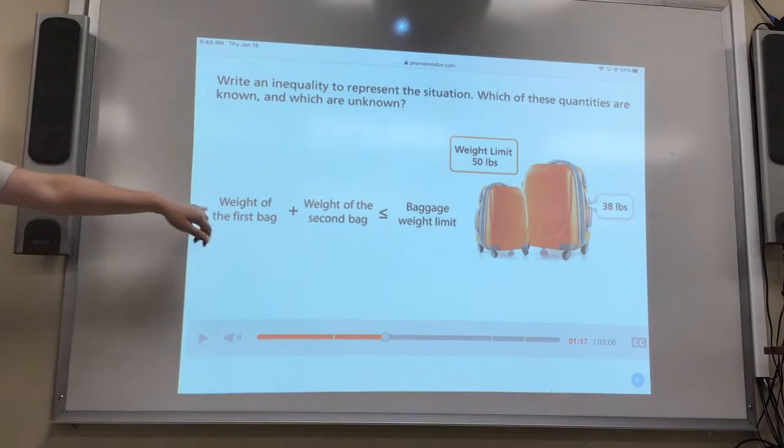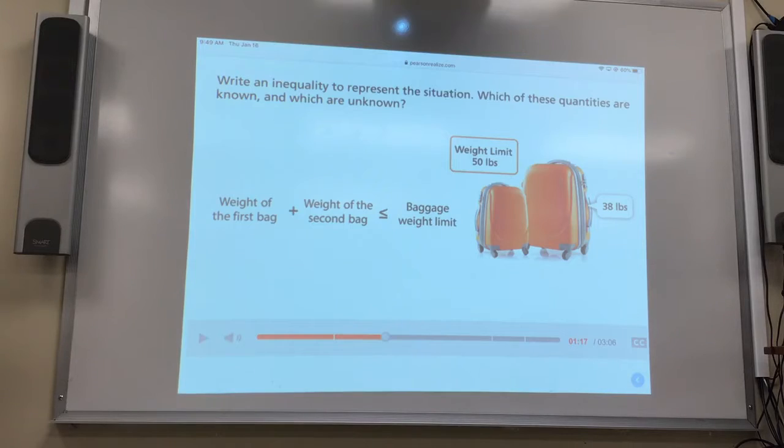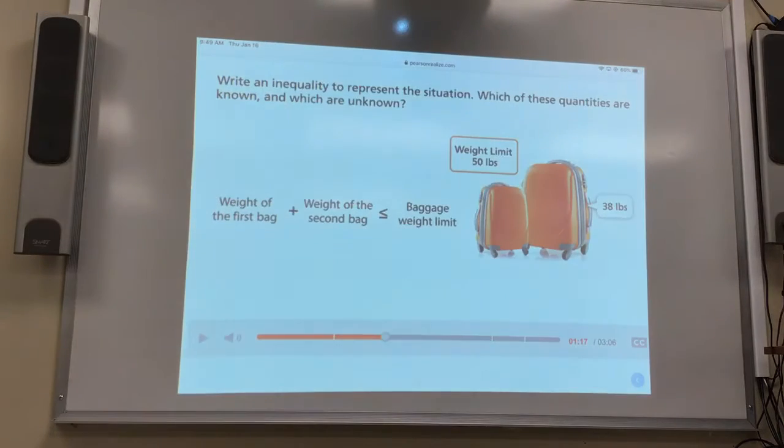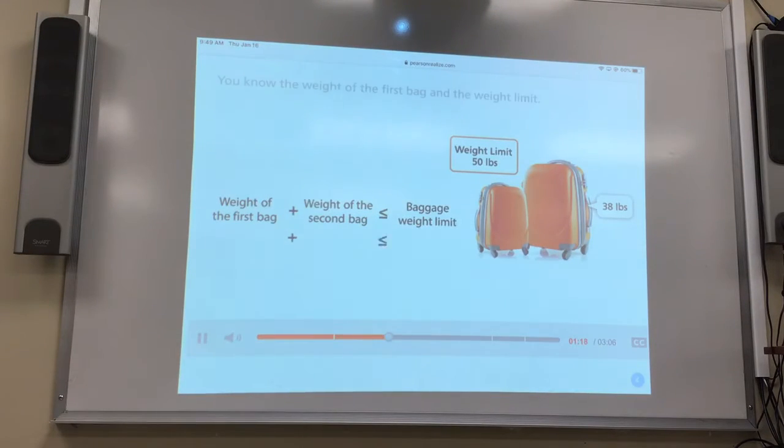Okay, so the weight of the first bag is known, right? We already know that one's 38 pounds, it's already been weighed. And the baggage limit is already known, that's 50 pounds. So if we substitute that in, you know the weight of the first bag, 38 pounds, and you know the weight limit, 50 pounds. You don't know the weight of the second bag. That's what we want to find. Let P represent its weight.